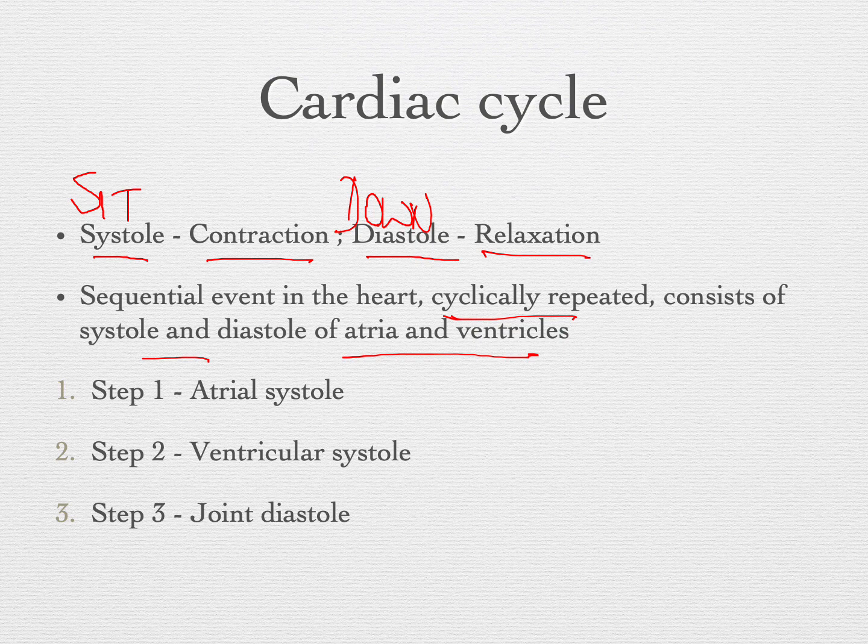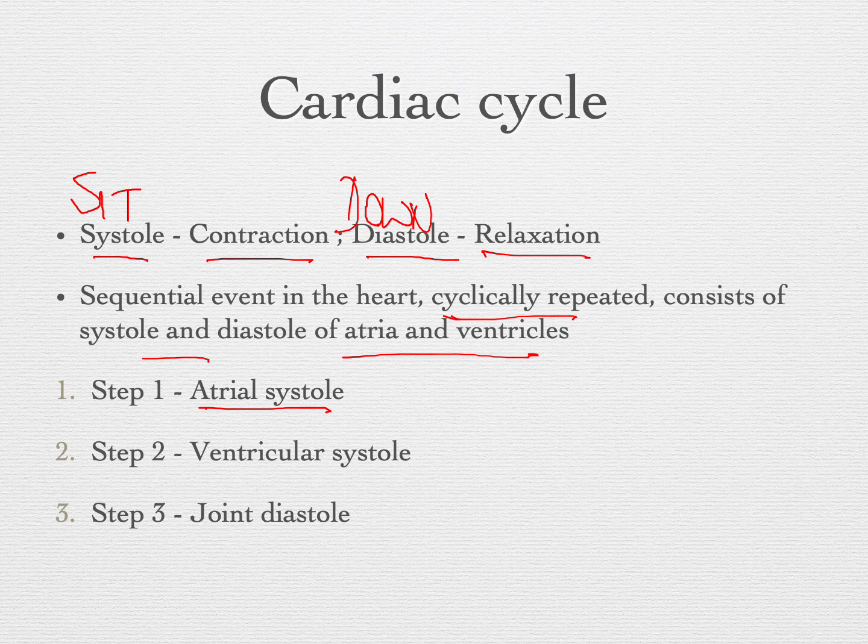Now there are 4 steps that are seen in the cardiac cycle. The first is the atrial systole. The signal for the atrial systole is generated by the sinoatrial node, or the SAN, and this is the first step in the atrial systole.